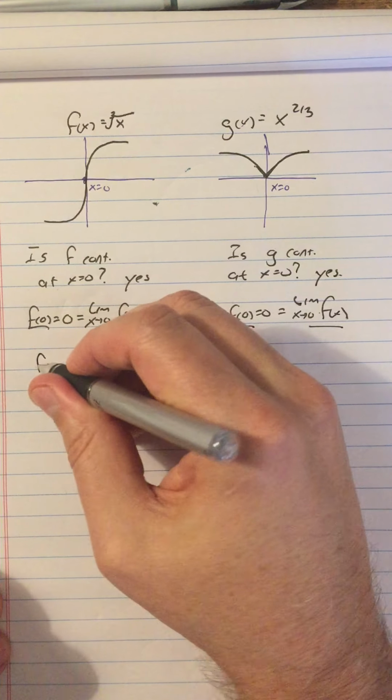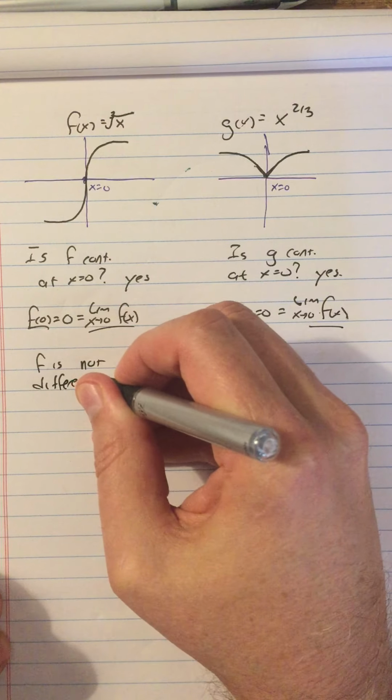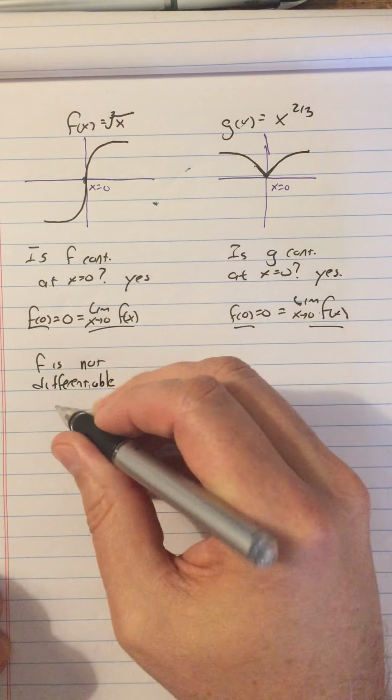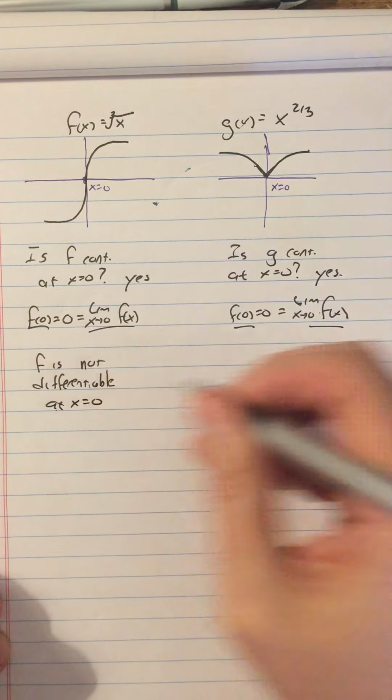But f is not differentiable. This is what we talked about before. f is not differentiable at x equals 0. Also, g is not differentiable at x equals 0. And by the way, if you're asked to justify this statement, why?